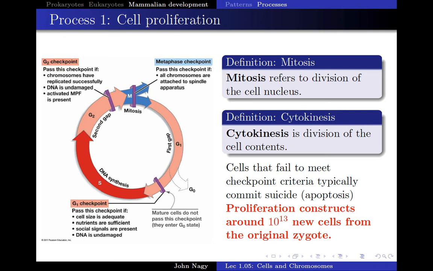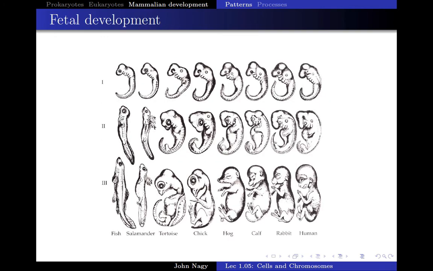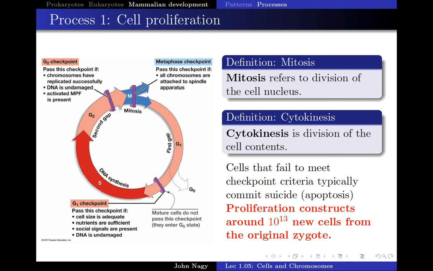So all of these processes are generated by cells. Cells do all of this. And the question then is, how do you end up going through all of these things from a single cell into an organism that has literally trillions of cells in it? How do you do this? There's three main processes by which that occurs.